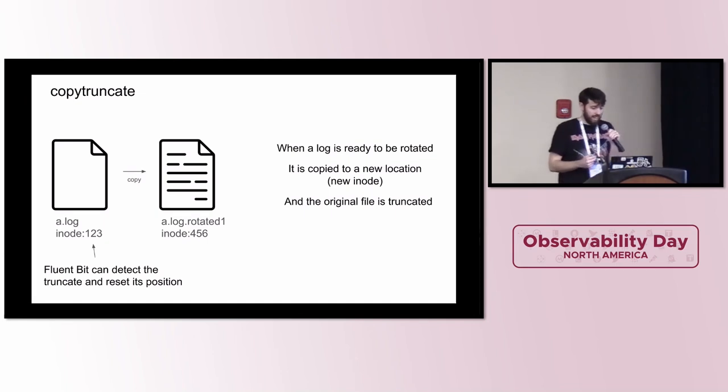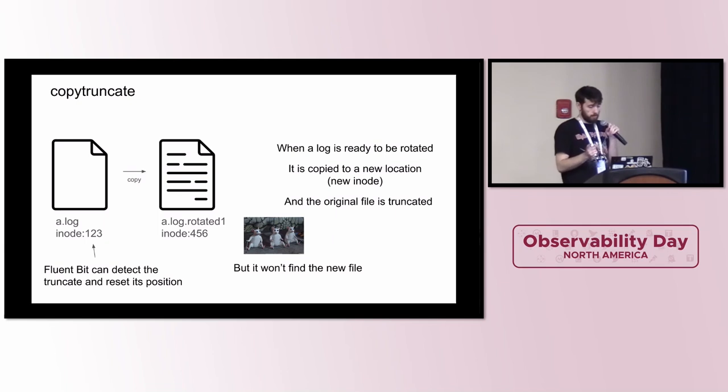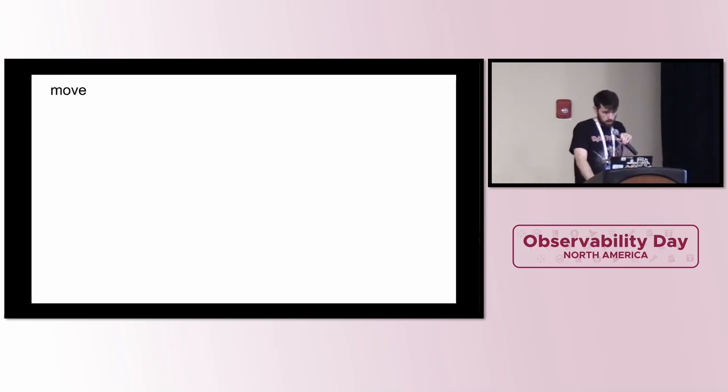Fluent Bit can detect the truncation if it sees that the offset that it has tracked is greater than the entire size of the file, then it follows that you must have been truncated and you reset yourself. But there is no way for Fluent Bit to ever find the rotated file. The copy makes a new inode, and unless you have configured Fluent Bit to see the rotated path, which you should not do because then you'll just keep on blowing up, Fluent Bit has no way to discover that. And if there are any log lines from that file that haven't yet been processed, Fluent Bit has no way to ever find them. Move is the other common strategy.